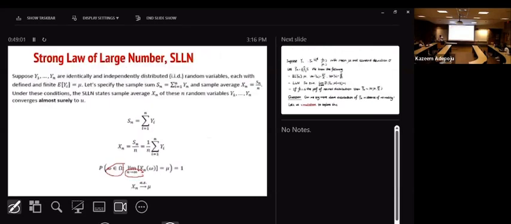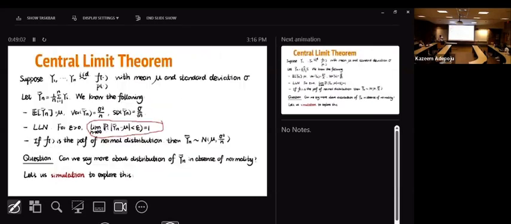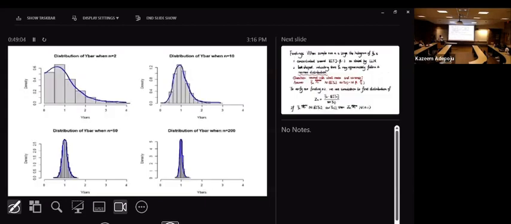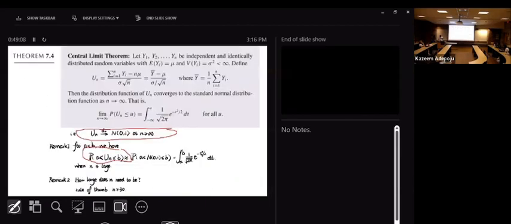I think that is where I'm actually going to stop today, and what we're going to do next is the application of the central limit theorem. Any question?